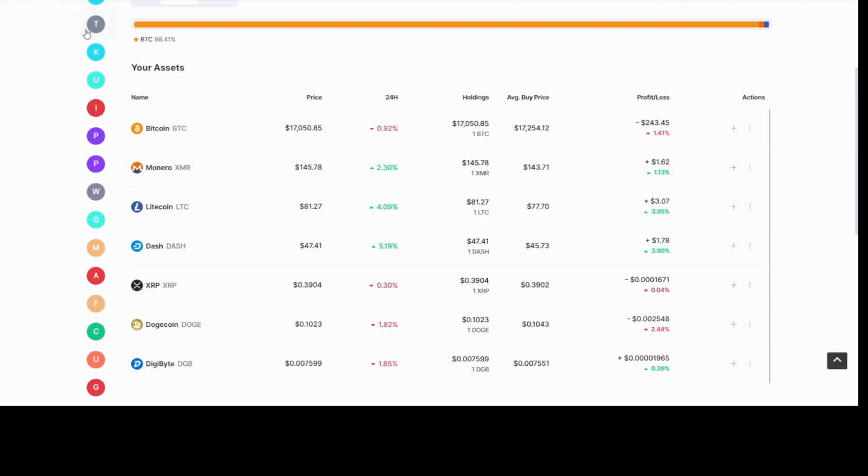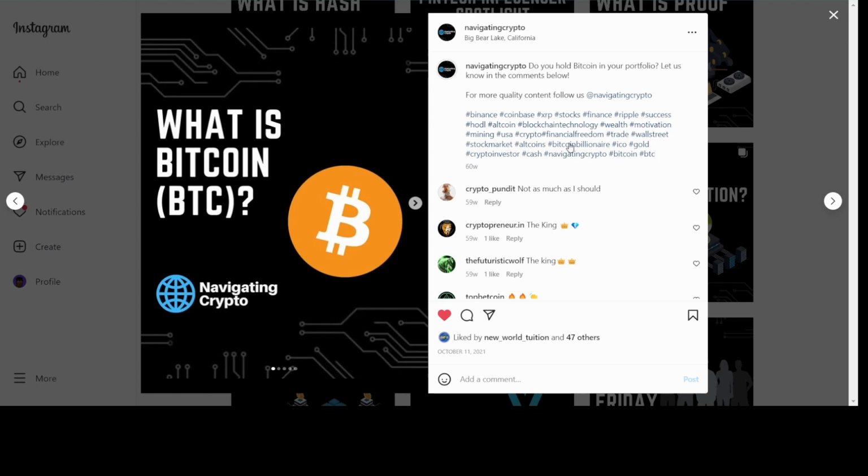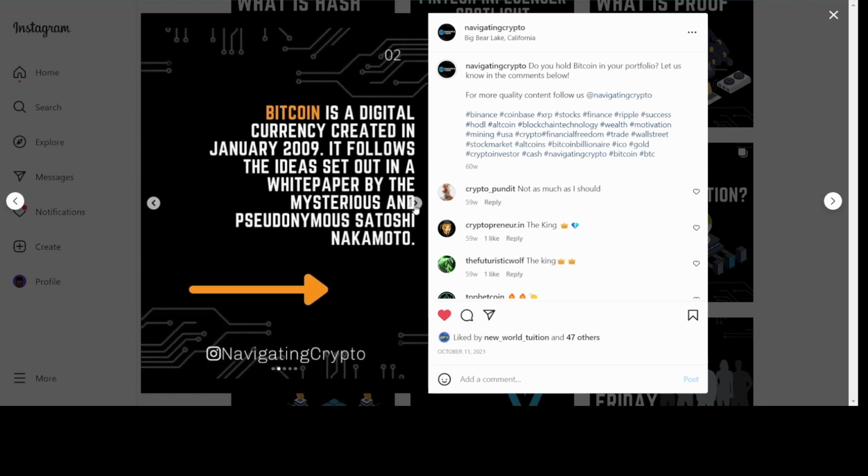So first I'm going to start off with Bitcoin. So Bitcoin is technically the first ever cryptocurrency ever created, and it was first created in January 2009 by a mysterious creator named Satoshi Nakamoto, and to this day we still have no idea who Satoshi is. And Bitcoin was first created right after the 2008 financial crisis, and it was seen as a better alternative to the traditional financial system at the time.